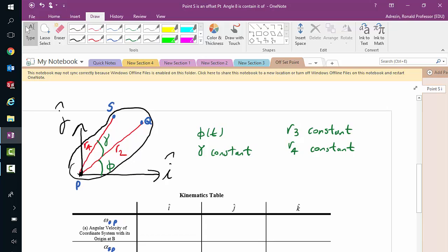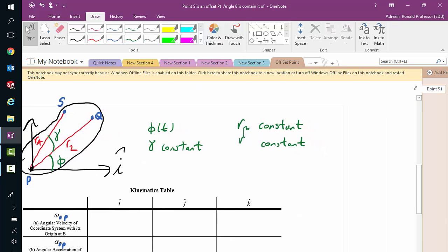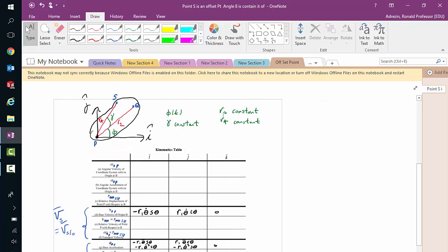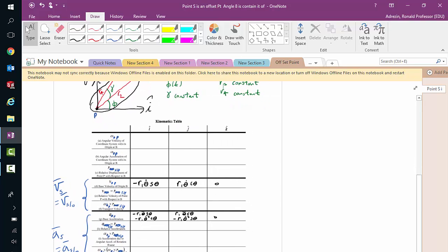Let's just remember the link spins, so phi is a function of time. But gamma is constant, it is just within the link itself. What is the angle between those two lines? R2 and R4 are constant links, and some of the other reviews will have links that move. Okay, so hopefully I fixed all those issues.